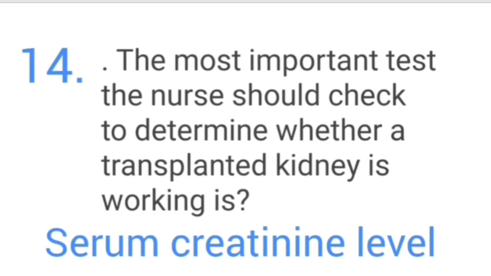The most important test the nurse should check to determine whether a transplanted kidney is working. Serum creatinine level.